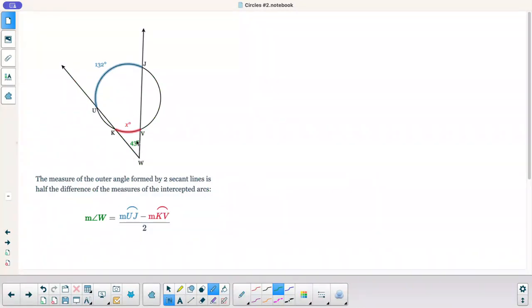All right, here's another one. I have a secant and a secant. So same thing here. Big arc minus small arc divided by 2. So 132 minus x, minus x divided by 2, and that equals 43.